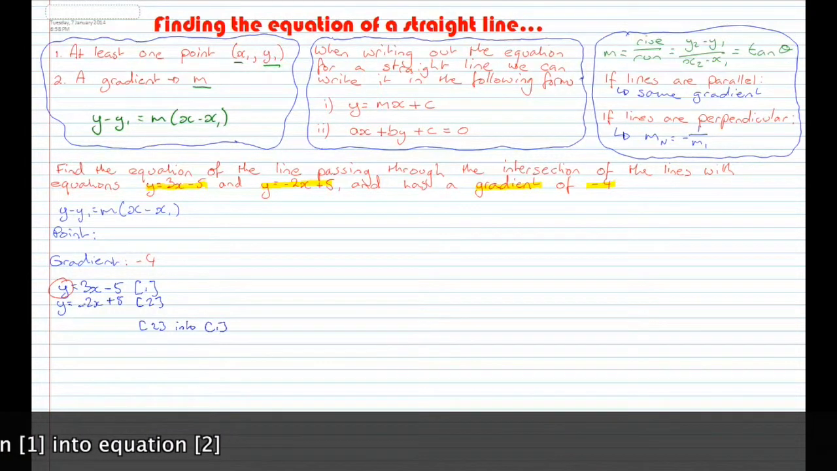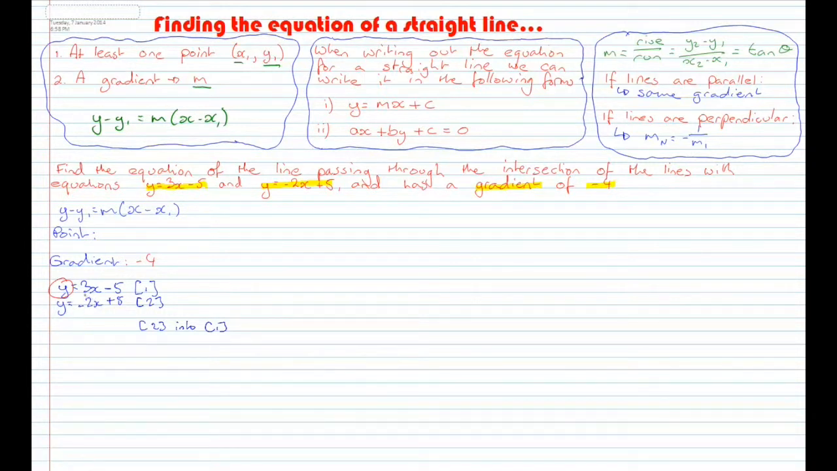Right, so let's have a look here. I've got y is equal to 3x minus 5, so where I see y in this equation, I can just write that whole equation here. So instead of writing y, I'm going to write 3x minus 5 is equal to negative 2x plus 5. And let's rearrange to solve for x now. So to do that, let's add 5 to both sides first of all.